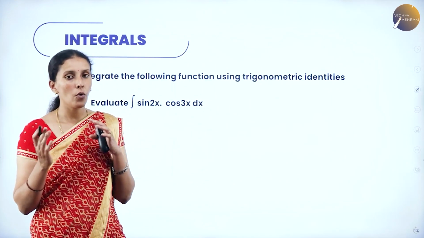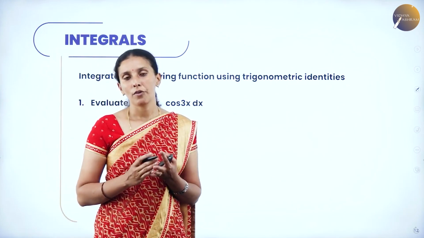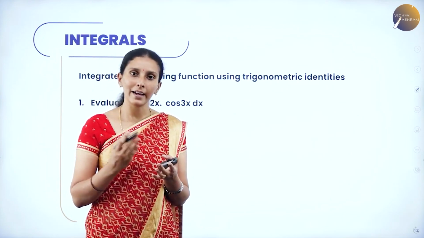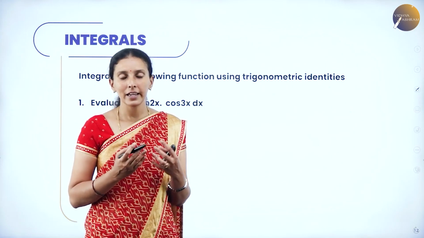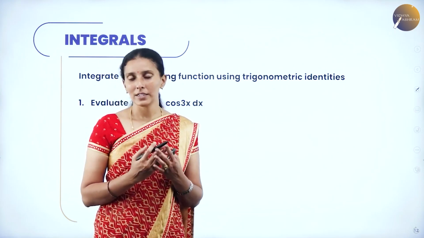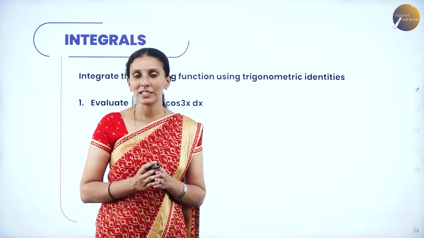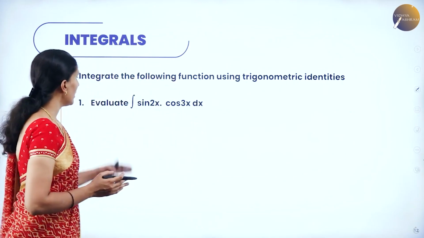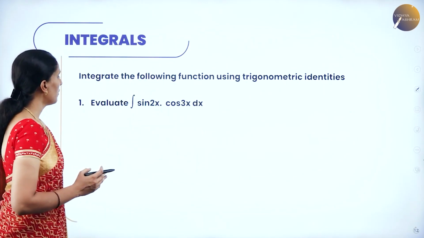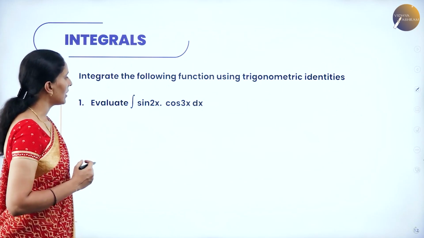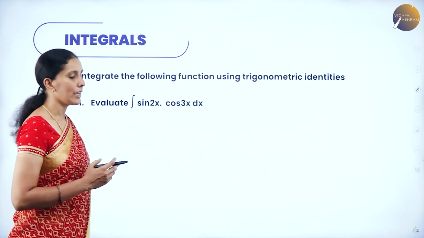So there we are going to use the multiple angles formula, transformation formula, and allied angles formula, which are necessary so that we can reduce them into standard form and then write the respective integral. Here is the kind of problem we have. First one, evaluate the integral of sin 2x into cos 3x dx.